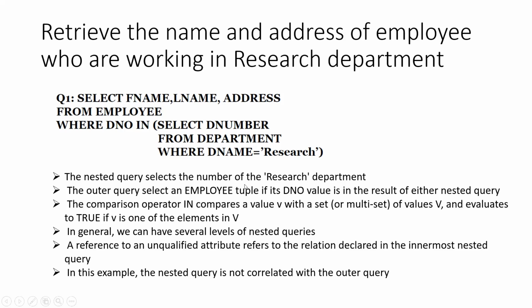This nested query selects the number of the research department. The outer query selects the first name, last name, and address of the employee. The outer query selects an employee tuple if its D number value is in the result of the nested query. The comparison operator IN compares a value v with a set of values V and evaluates to true if v is one of the elements of V.